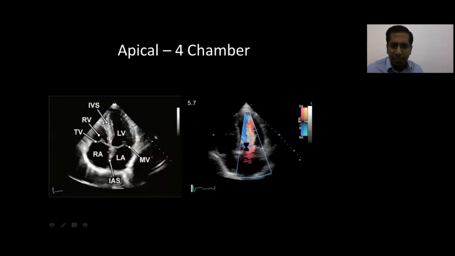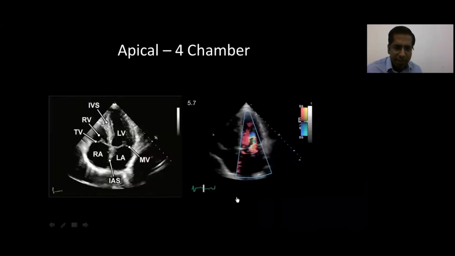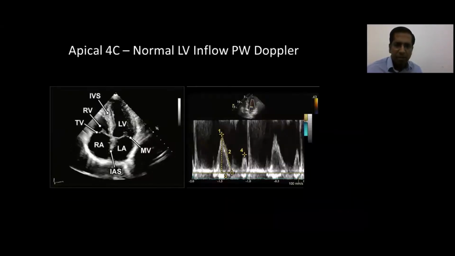This is again with color. We can use color compare also. This is a patient with some mitral stenosis, some regurgitation. Again, the direction of the jet gives you a qualitative assessment of the regurgitation also. So color also is to be used.